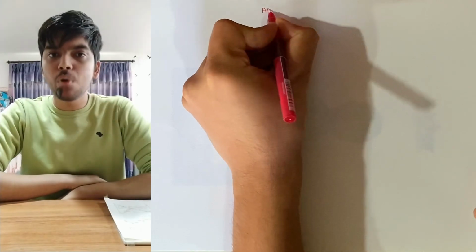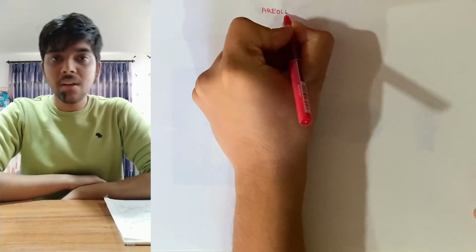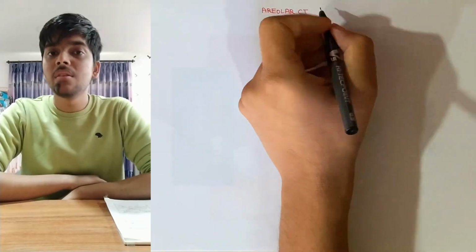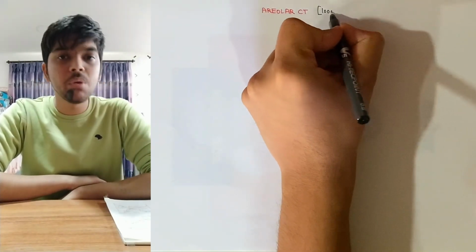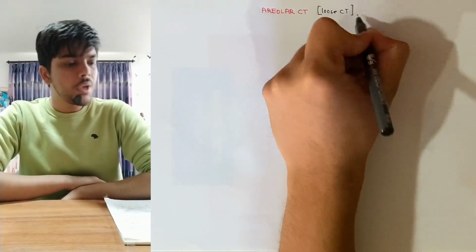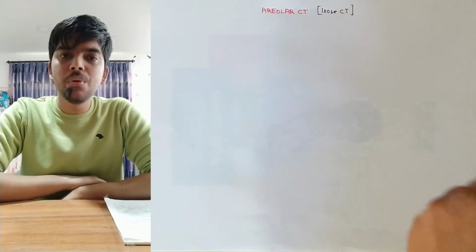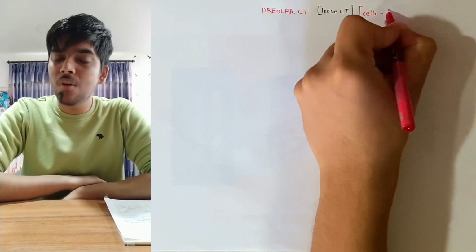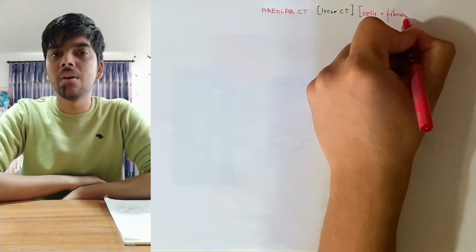Under connective tissue proper, we are going to deal with loose connective tissue. And under loose connective tissue, firstly, we are going to cover the topic of areolar connective tissue in this video. Okay, so areolar connective tissue is a loose connective tissue. That is, the cells and fibers found in this tissue are loosely arranged.